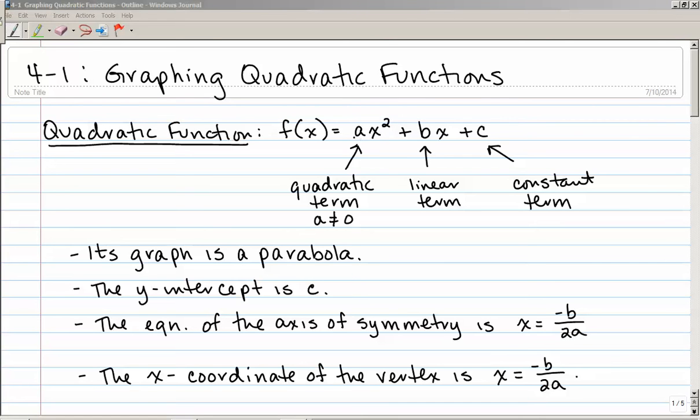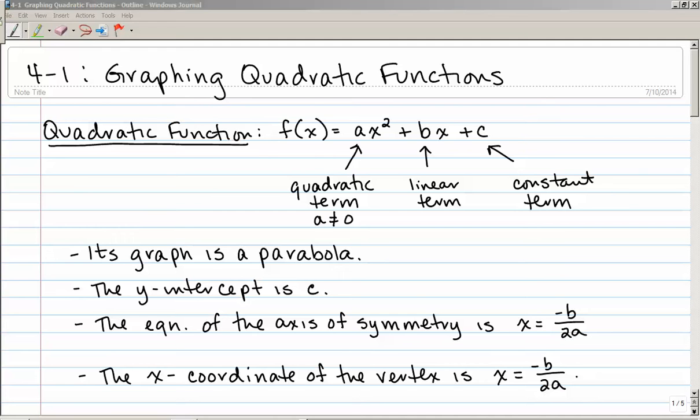So we call ax squared the quadratic term, and a cannot equal 0, because if a was 0, then there would be no x squared, and this would be a linear function. We call bx the linear term, because if we didn't have an a in there, it would be very similar to y equals mx plus b. And then c is the constant term. It does not have an x. A, b, and c are going to be numbers.